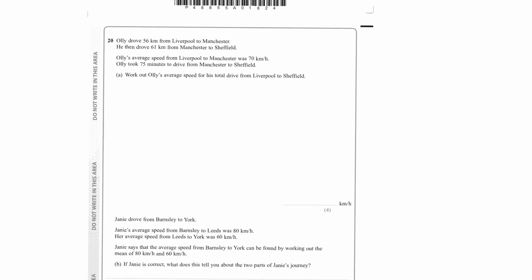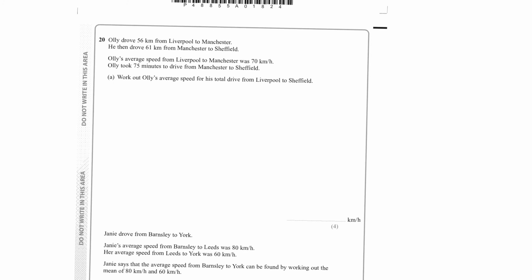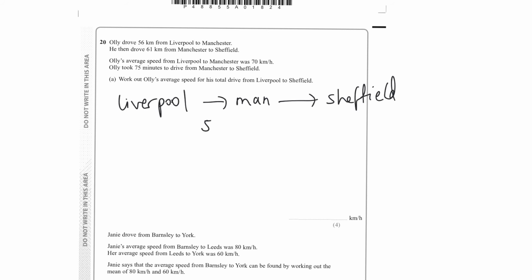Alright, looking at question 20, again, this was in the higher paper. So for question 20, if we have a look at it, Ollie drove 56 kilometers from Liverpool to Manchester. So Liverpool to Manchester, I'll just put Man, and then to Sheffield. So for Liverpool to Manchester, it was 56 kilometers. From Manchester to Sheffield, it was 61.